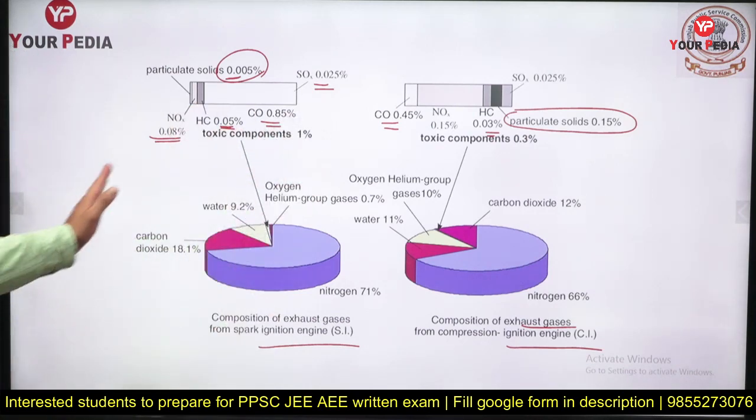But slightly higher in diesel. NOx emission is slightly higher in diesel. So it is a kind of pie chart we have, which shows us further the percentage of various pollutants coming out from SI and CI engines.